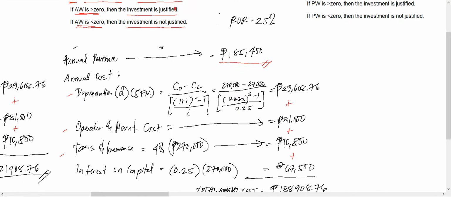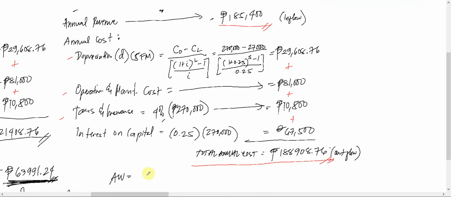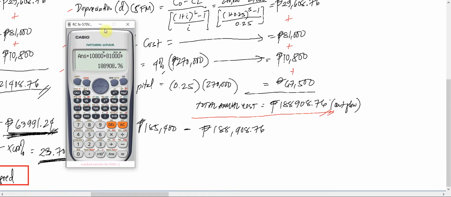Okay? Para makuha natin yung annual worth, ipagmaminus natin yung inflow. Ito yung inflows, di ba? Revenue inflow. Ito yung outflow. Ito yung lumalabas na pera sa atin. Cost yan eh. So, annual worth will be equal to the revenue na 185,400 minus the outflow na 188,908.76. So, again, kung titingnan lang natin dito, makikita na natin na negative na agad yung sagot dyan.